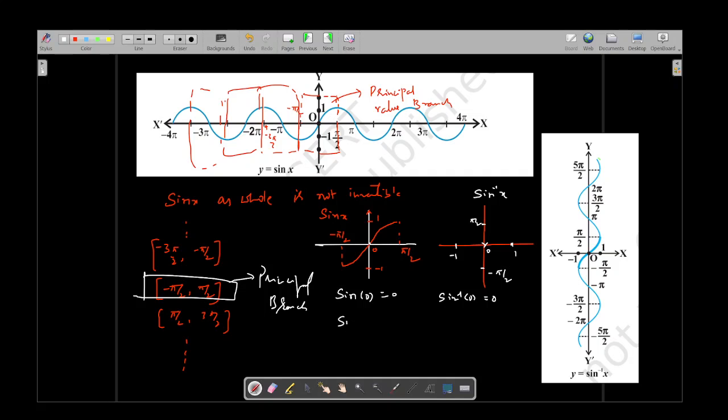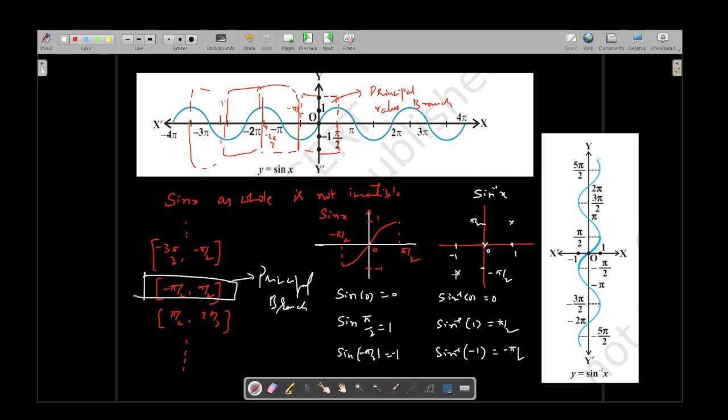Now we have sine pi by 2. Sine pi by 2 is 1. So sine inverse of 1 is pi by 2. So at 1, the output is pi by 2. It comes over here at 1. Next we have sine of minus pi by 2 is minus 1. So sine inverse of minus 1 is minus pi by 2. So at minus 1, it is minus pi by 2.